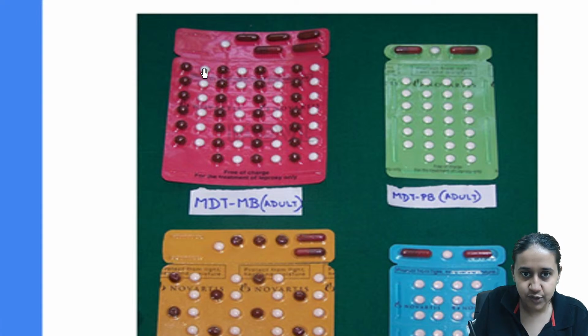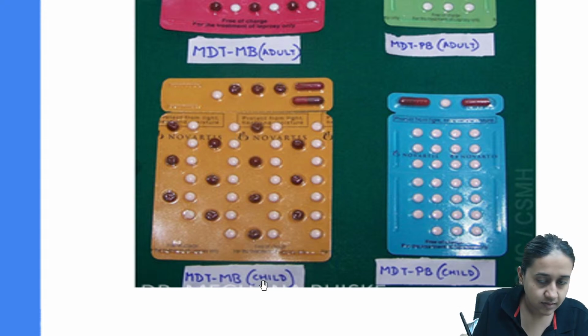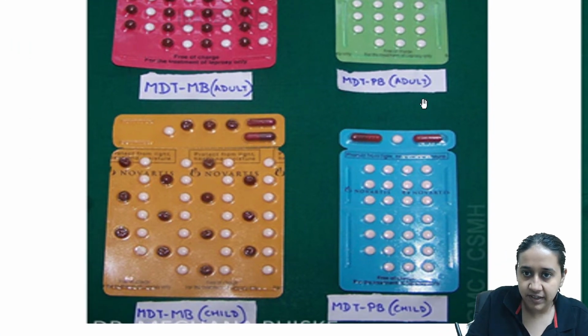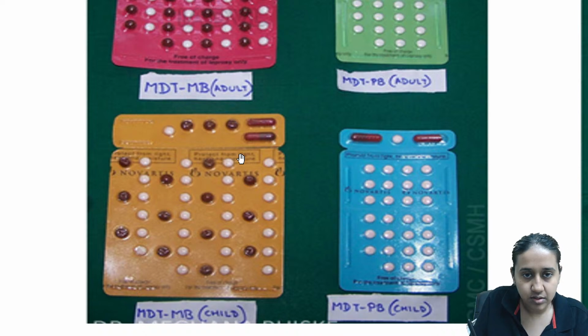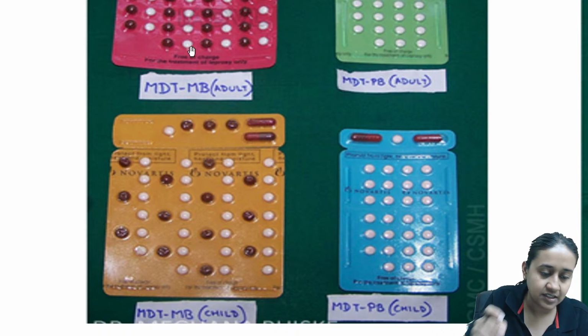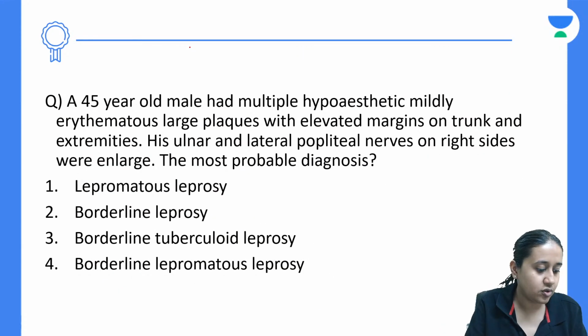This red color kit is for adult leprosy. And this yellowish orange color is for MDT in children. Please remember, previously we used to give two drugs for paucibacillary, but we are not doing it now. We are only giving these two kits, red and yellow, for 6 months in paucibacillary, for 12 months in multibacillary. That is our sequence which follows. Next question is on your computer screen.